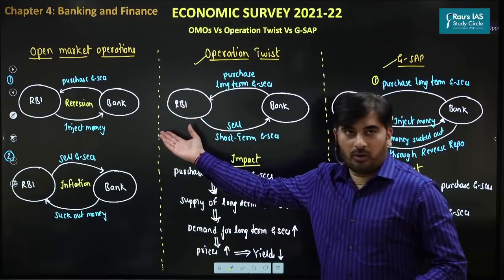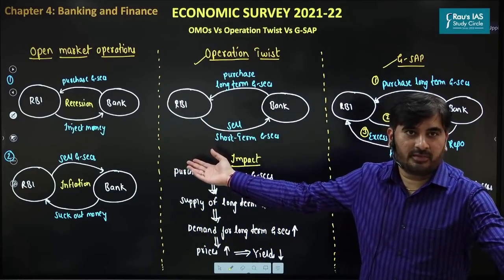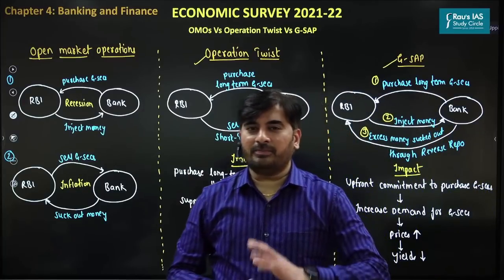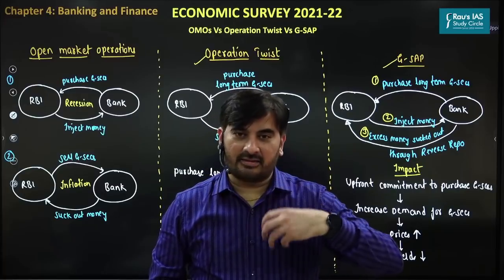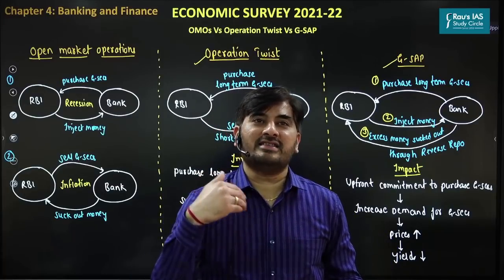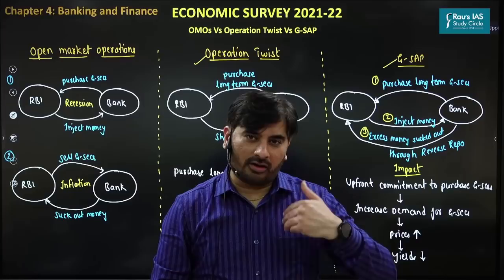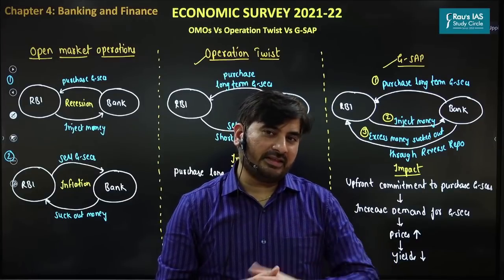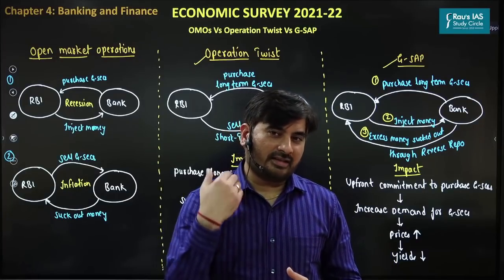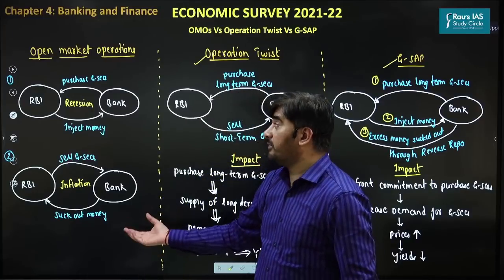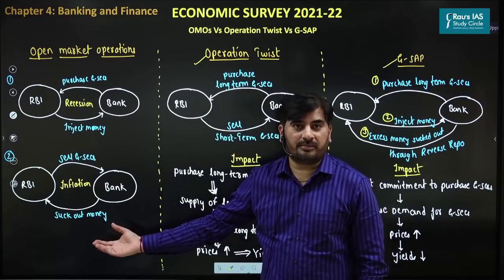I hope all of you know about the open market operations, right? Under open market operations, the Reserve Bank of India will either purchase the government securities or it will sell off the government securities. It will purchase the government securities in order to inject money, especially when there is a recession. It will sell the government securities to suck out the money when there is inflation. So this is open market operations.